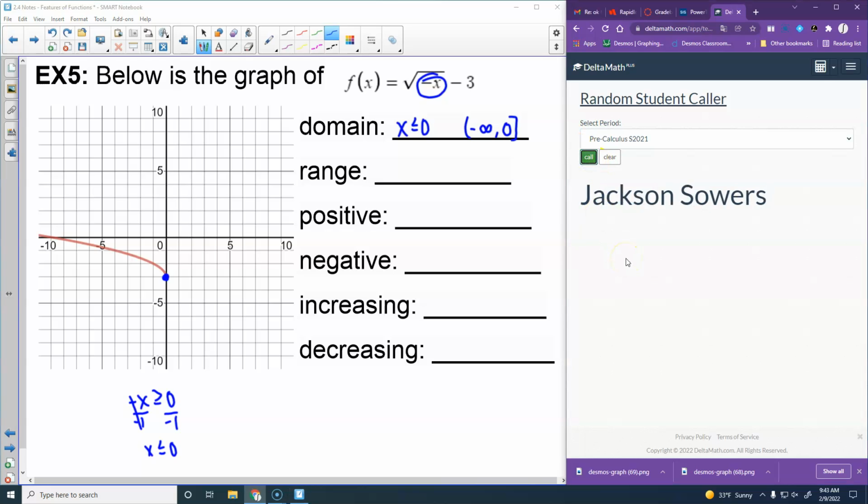Okay, Jackson, the range. I didn't get very far, but I think the range goes up infinitely, doesn't it? It does. What is the lowest it ever reaches? I think it's 3. So we can say that it would be -3 because we're including that point -3. We'll use a bracket and it goes up to infinity. Or we could say y is greater than or equal to -3.